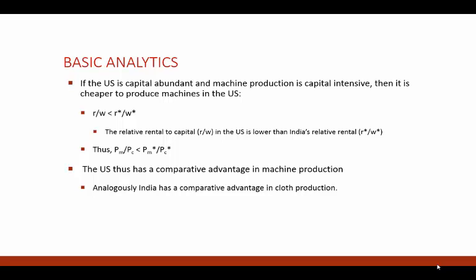Note that the relative rental simply gives the ratio of the payment to capital or the rent to the payment to labor or the wage. I could have alternatively looked at the relative wage, in which case I will be looking at the ratio of the wage to the rental, that is W over R.